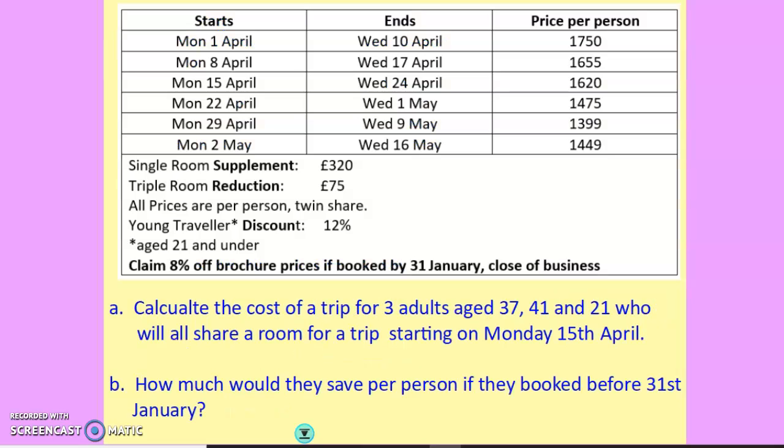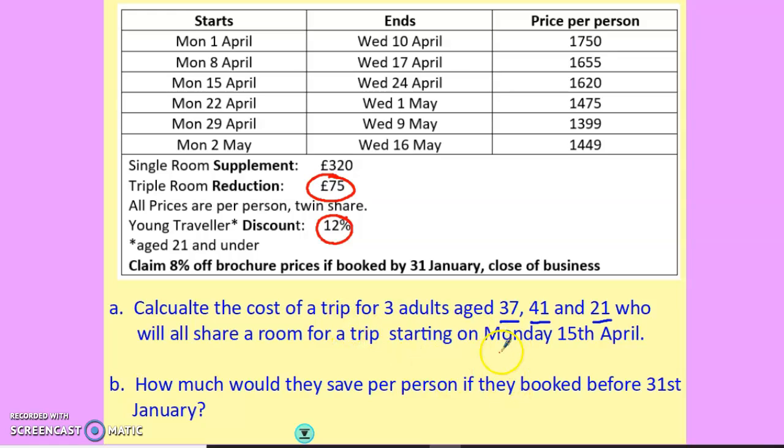Okay, we'll try one more. This time, different trip, different amounts, same idea. We'll have a look at the information that we need. Okay, so you want to calculate the trip for 3 adults, aged 37, 41 and 21. So again, we have 1 person that qualifies for the young person discount. The young person discount this time is 12%. They're all going to share a room, so again they get their triple room reduction.